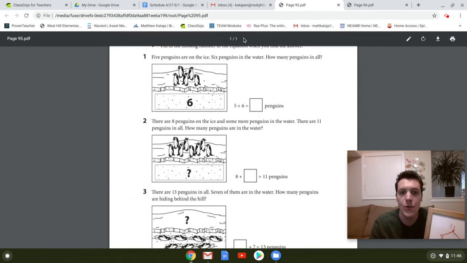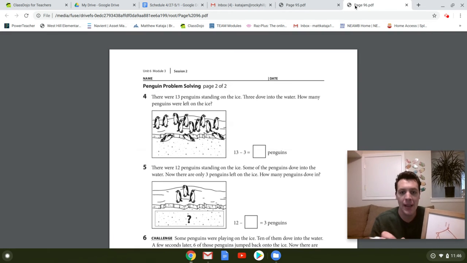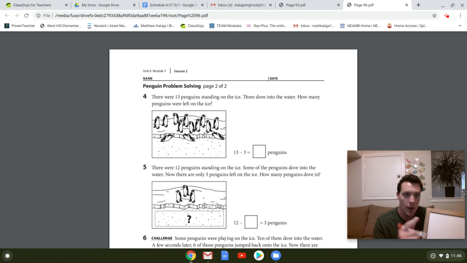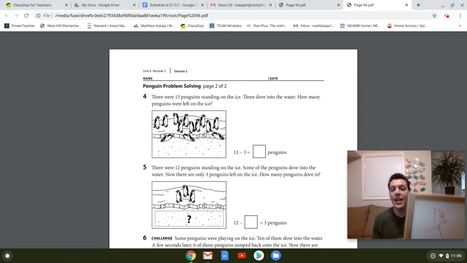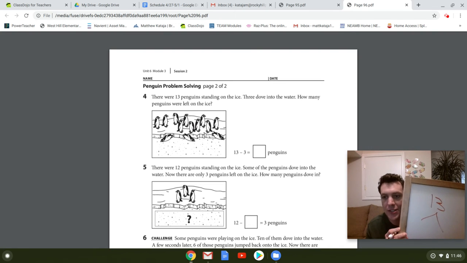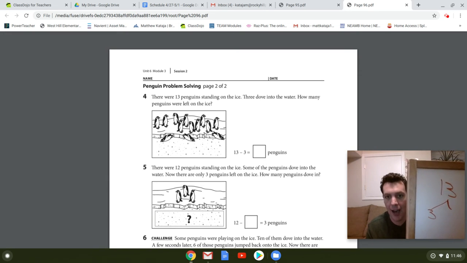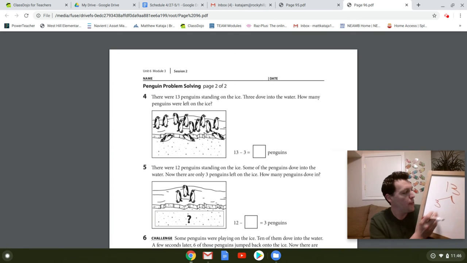When it comes to subtraction on your next page, the first number in the subtraction equation is the whole. So we don't deal with negative numbers yet. So you'll always have the whole as the first number in a subtraction equation. And that's why it's super important to look at the operation. So you would have 13 on the top, and then it gives you take away 3.